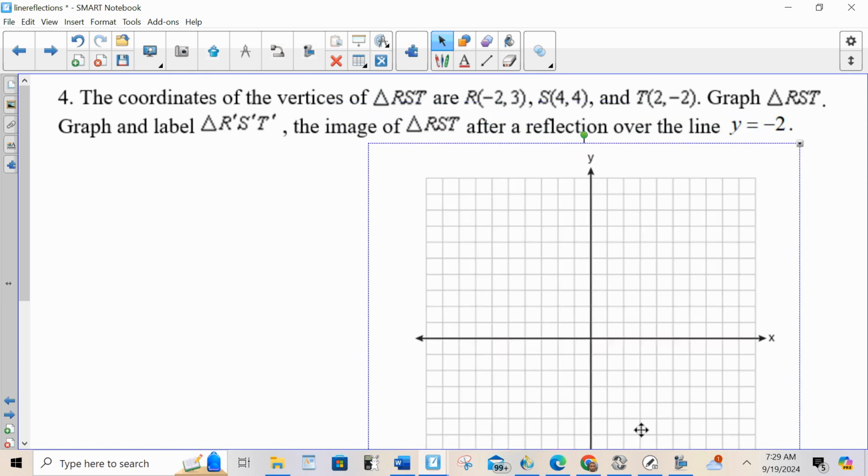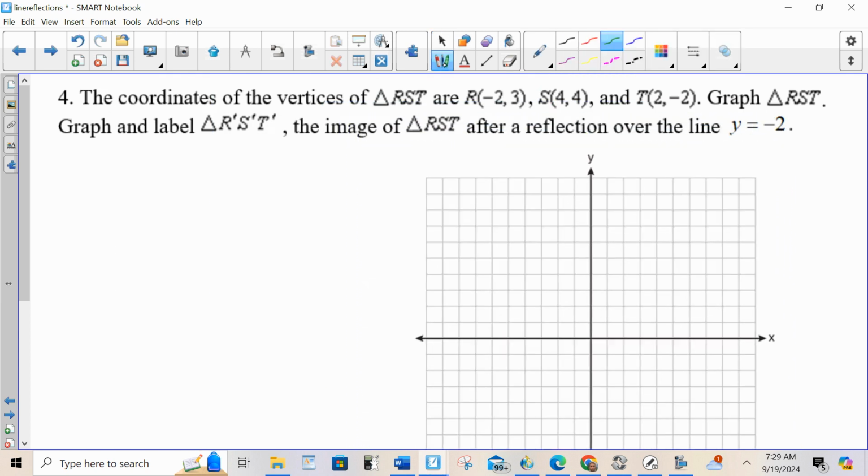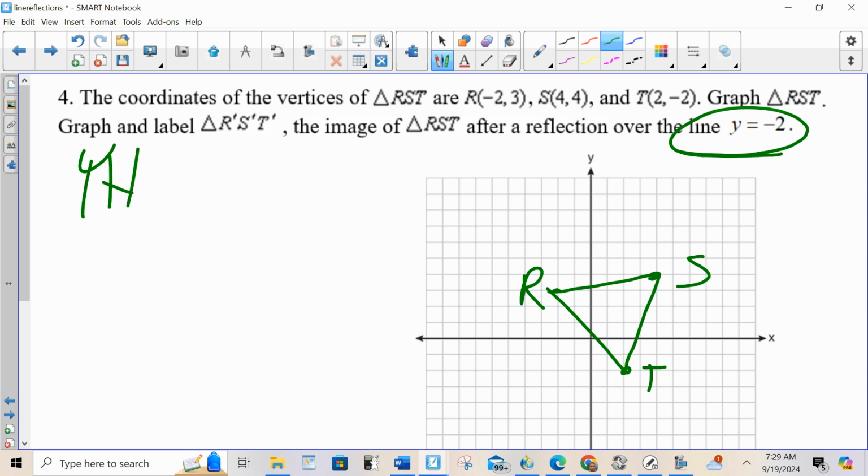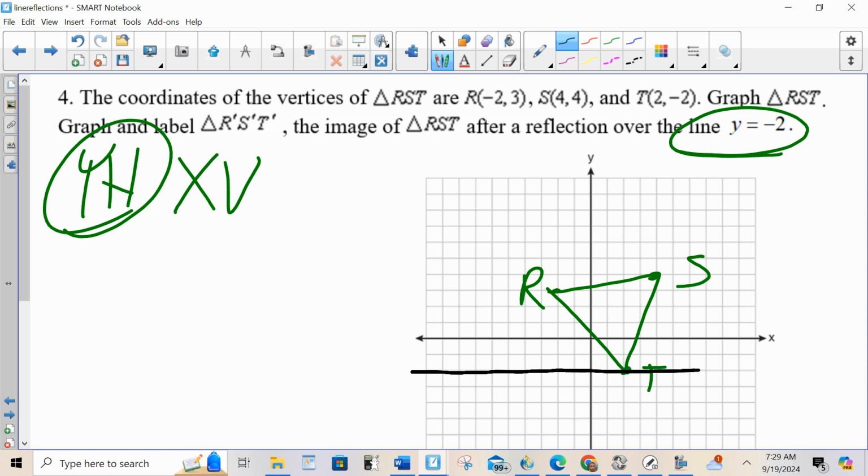we've got R is negative 2, 3. We've got S is 4, 4. We've got T is 2, negative 2. It wants me to reflect over y equals negative 2. That's horizontal. So I go to negative 2 on the y-axis, and that's the line I'm reflecting over.